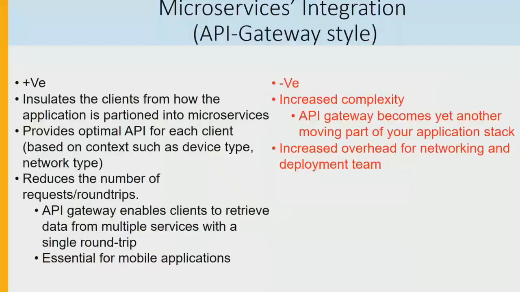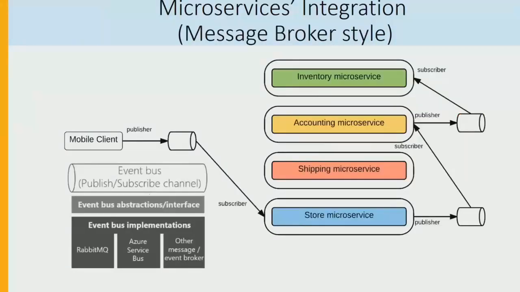So the API gateway pattern is good for integration that needs real-time communication between the clients and the microservices and the APIs. But there are some scenarios when there is no need for real-time integration. So even a late integration or eventual consistency or lazy consistency is permitted. For those kinds of microservices applications, you can use something called the message brokering style. You can use message buses and message queuing systems like RabbitMQ, Azure Service Bus, and so on.